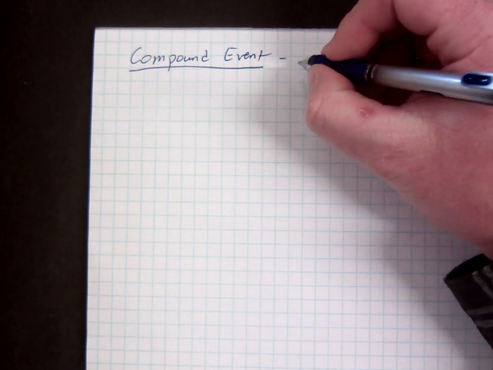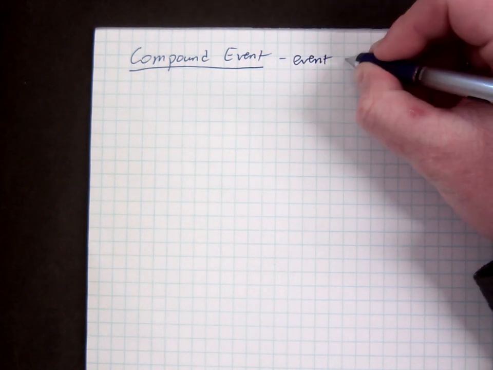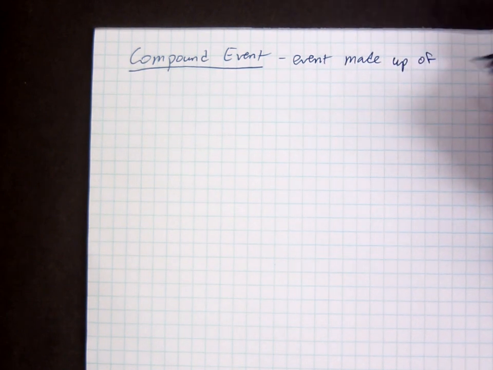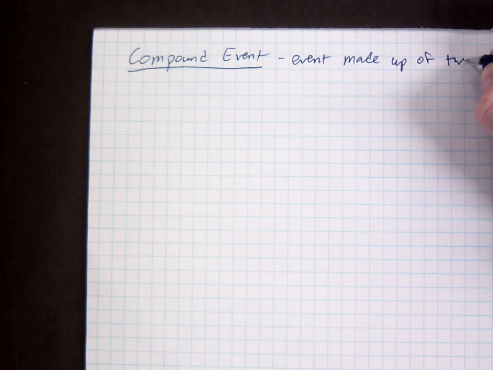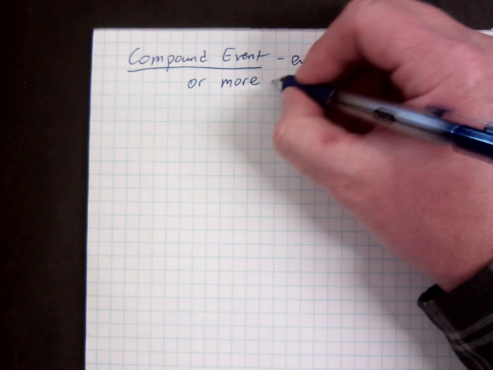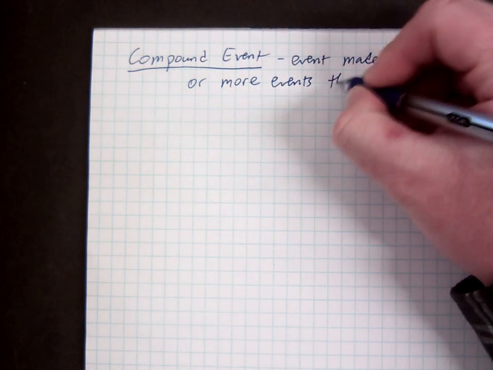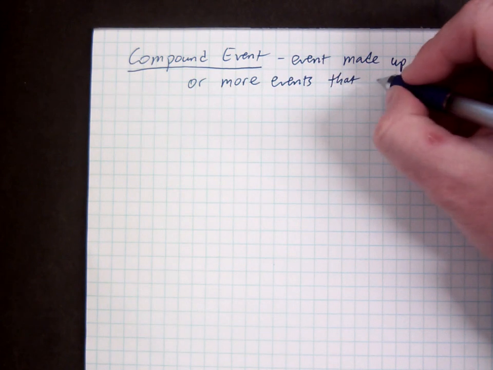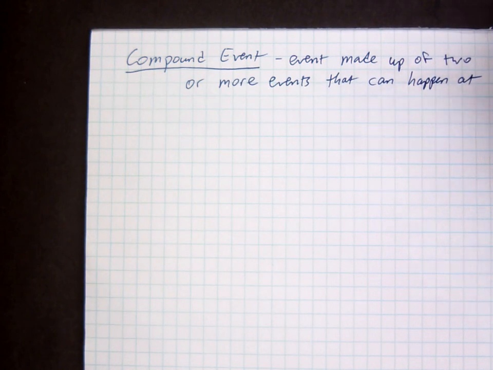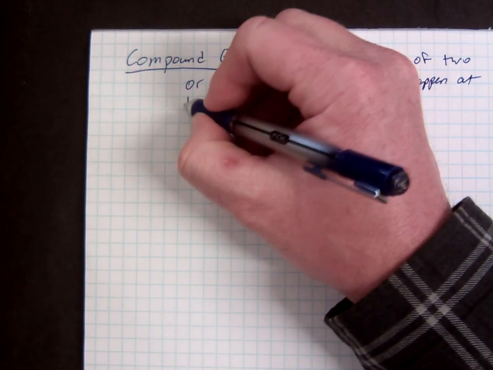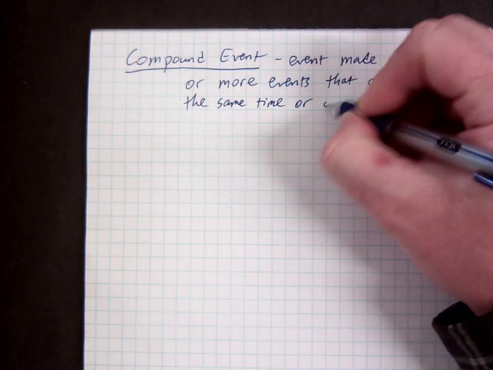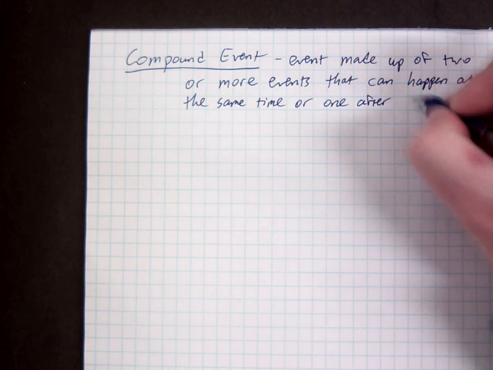A compound event is an event made up of two or more events that can happen at the same time or one after another.